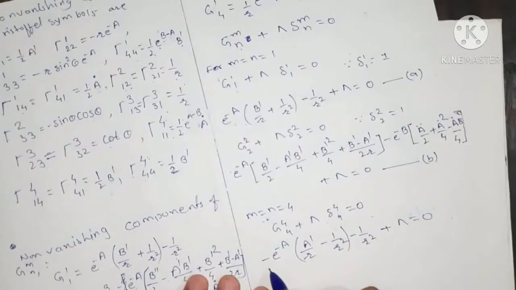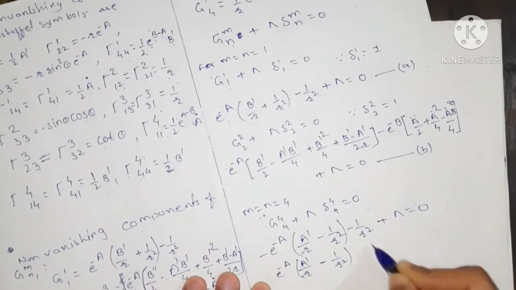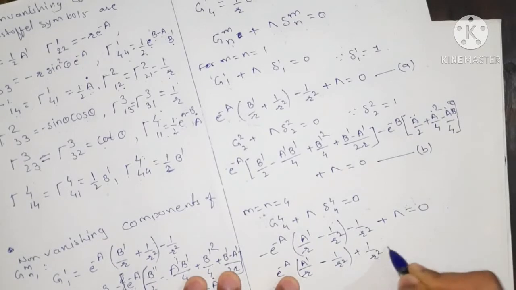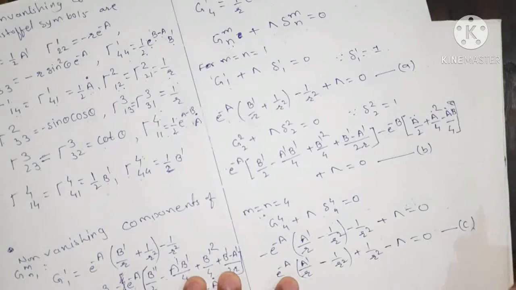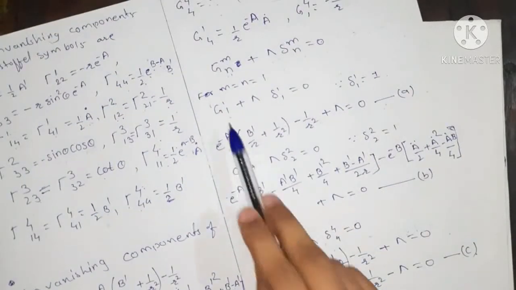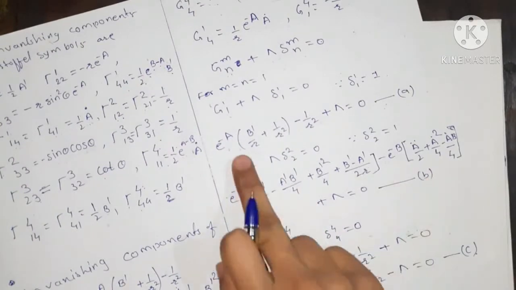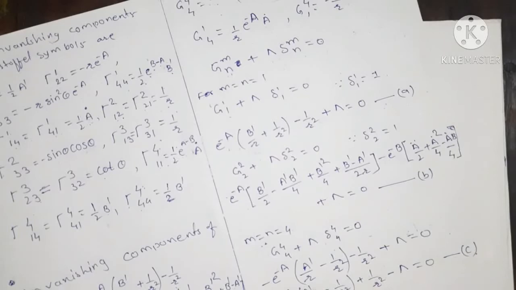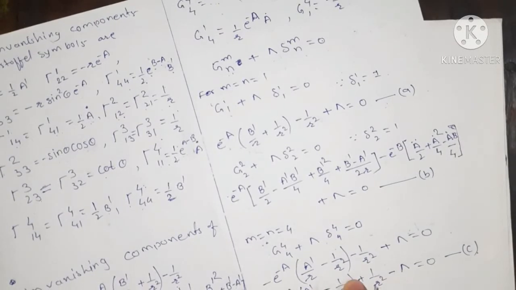That is, we multiply here by minus sign, so we get e to the power minus a dash upon r minus 1 upon r square plus 1 upon r square minus capital lambda equals to 0. We give this as equation number C. Okay, we give equation A for G11, that is the field equation for 1 1. We give equation B for the field equation 2 2. We give equation C for the field equation 4 4.